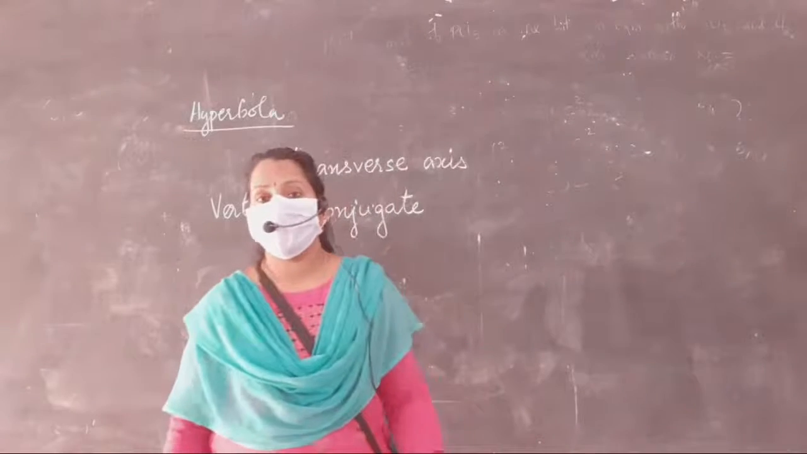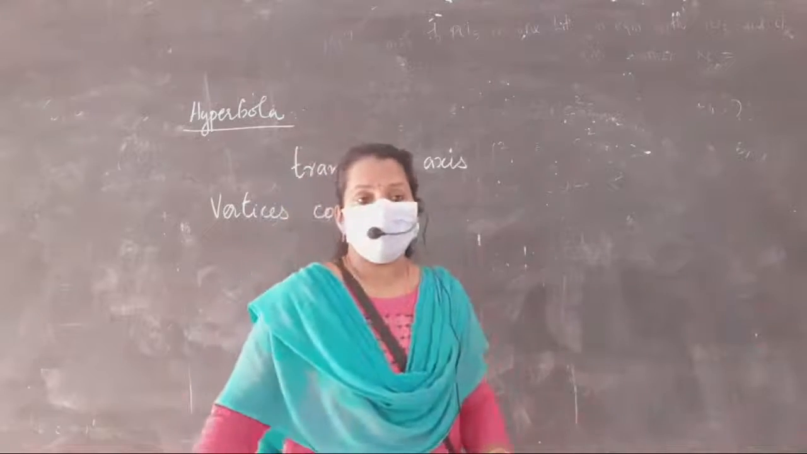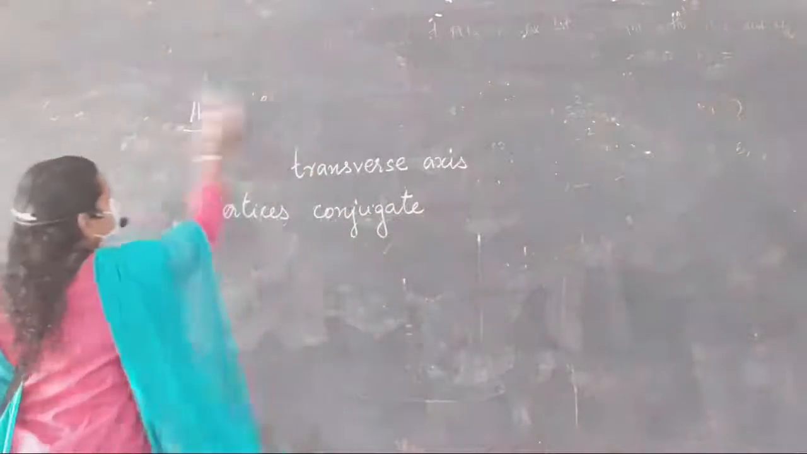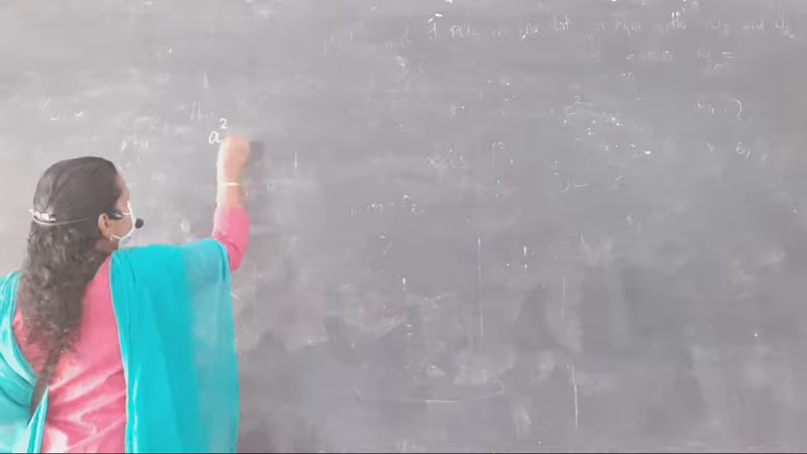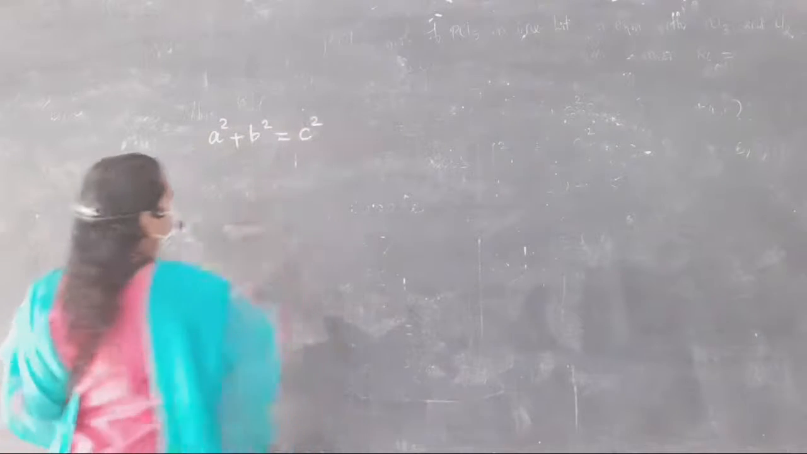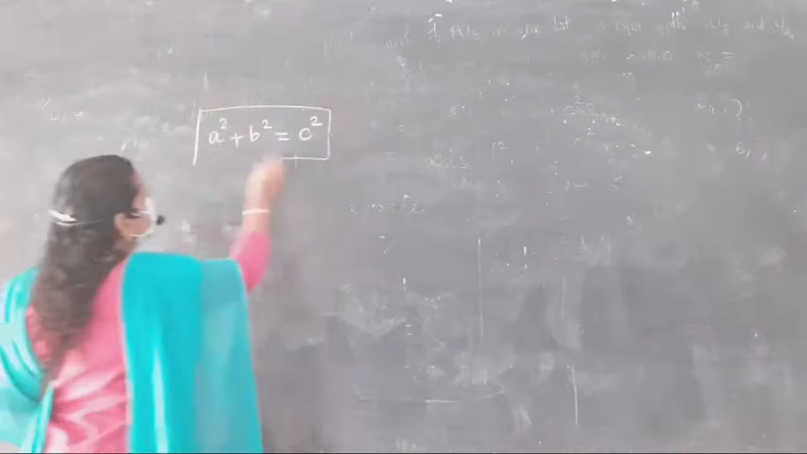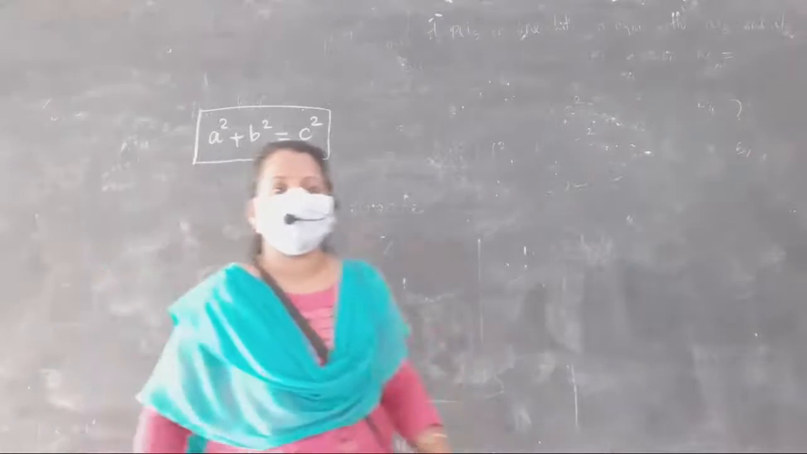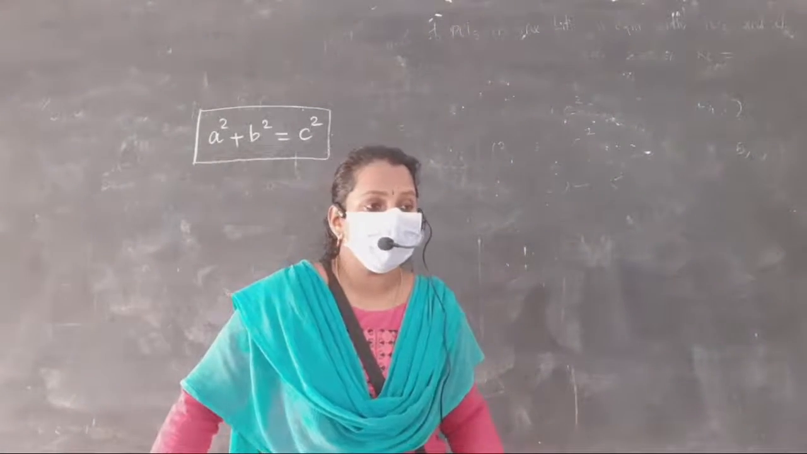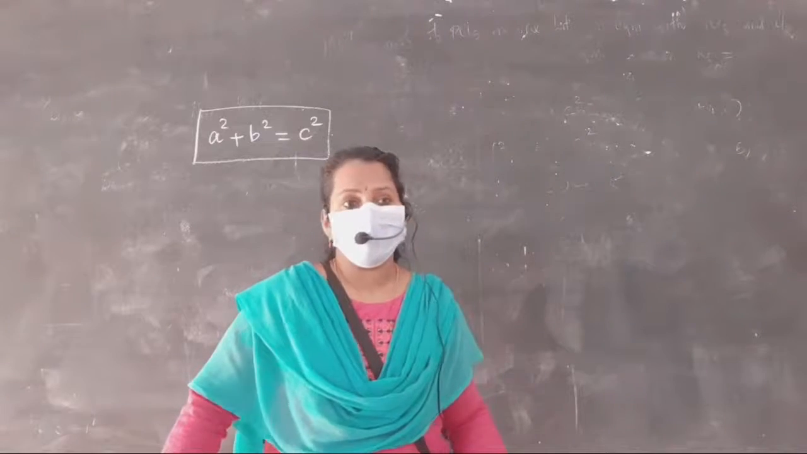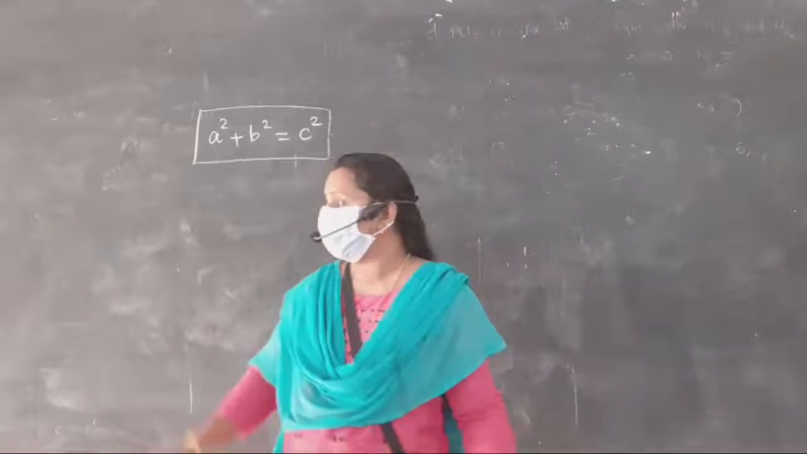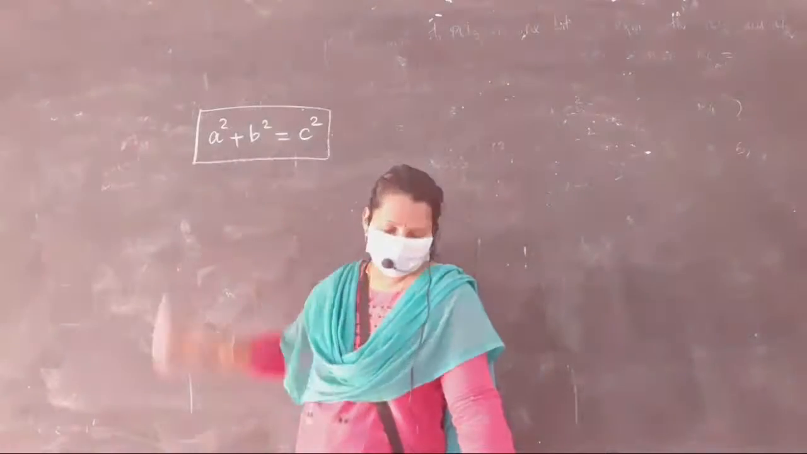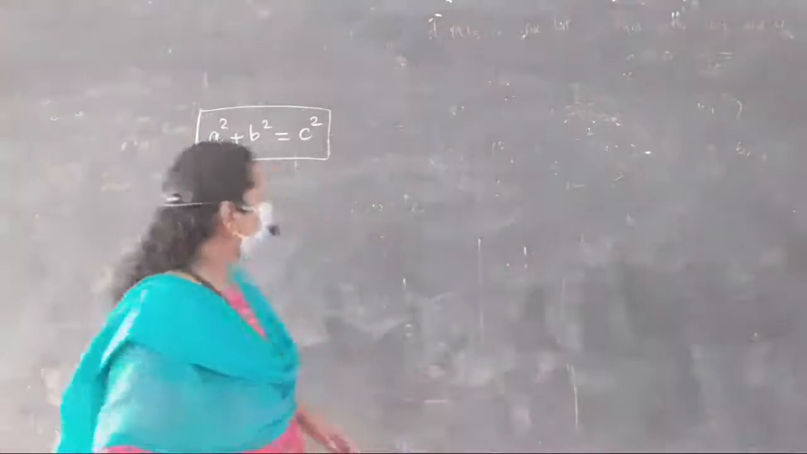Next line, relation between a, b and c. Like in the ellipse, here too the relation between a, b, c is a square plus b square equal to c square. What was it in the ellipse? a square equal to b square plus c square, but here a square plus b square equal to c square. Okay, just draw the hyperbola.